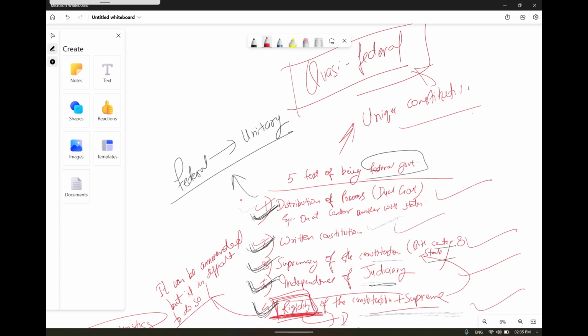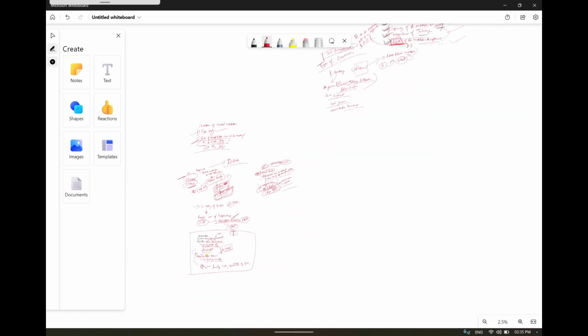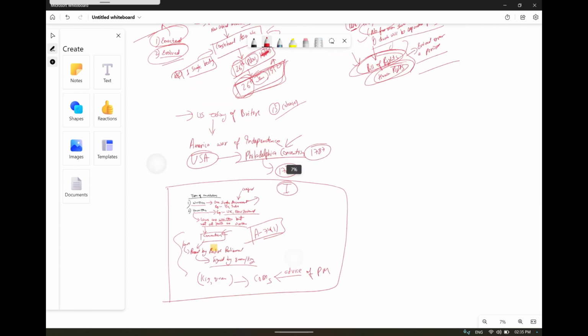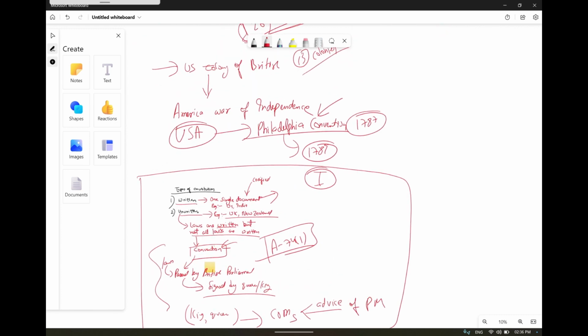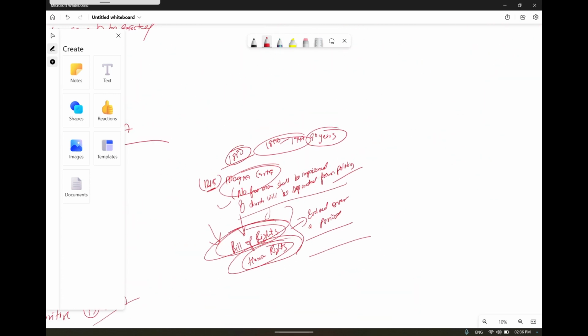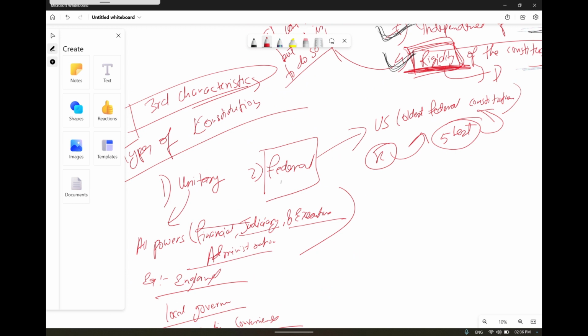Some experts say it is unitary but with some federal characteristics, and vice versa, and some say it is a unique constitution. So these are all the discussions about the types of constitution based upon different characteristics. We have had a quick overview of it. The first type of constitution was based on whether it is a written or unwritten constitution. The second is whether it is an enacted or an evolved constitution, and the third is whether it is a unitary or federal constitution. So we have seen all of it.